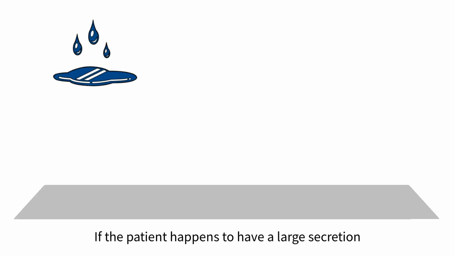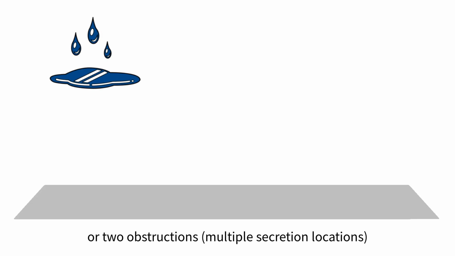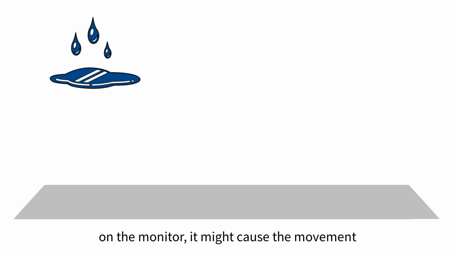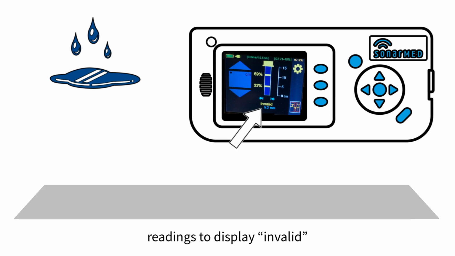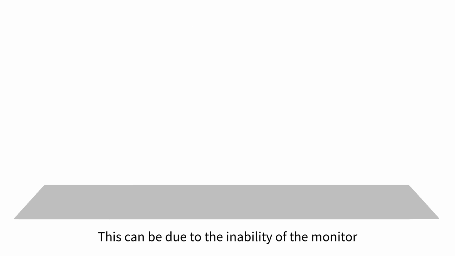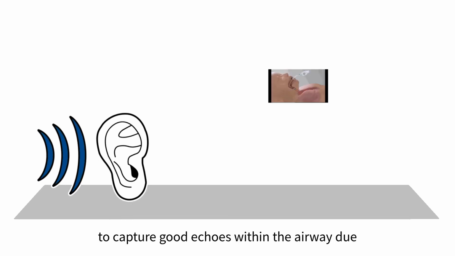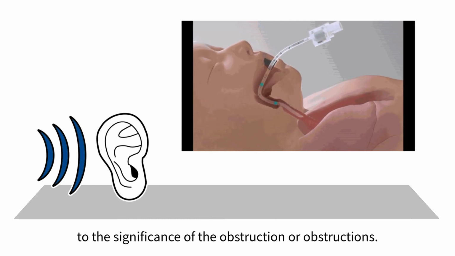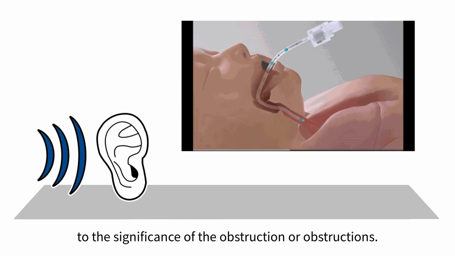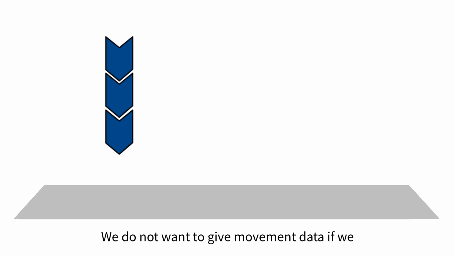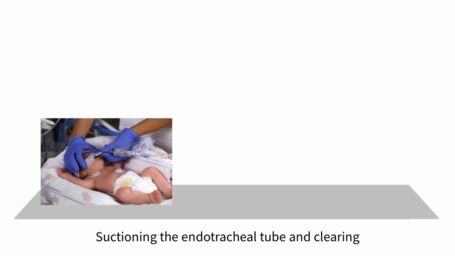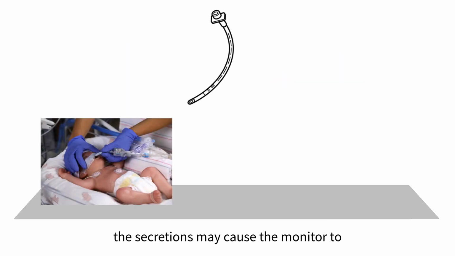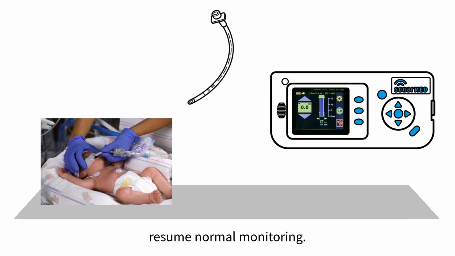If the patient happens to have a large secretion or two obstructions, multiple secretion locations, on the monitor, it might cause the movement readings to display invalid and not have a movement reading. This can be due to the inability of the monitor to capture good echoes within the airway due to the significance of the obstruction or obstructions. We do not want to give movement data if we can't get the most accurate reading. Suctioning the endotracheal tube and clearing the secretions may cause the monitor to resume normal monitoring.